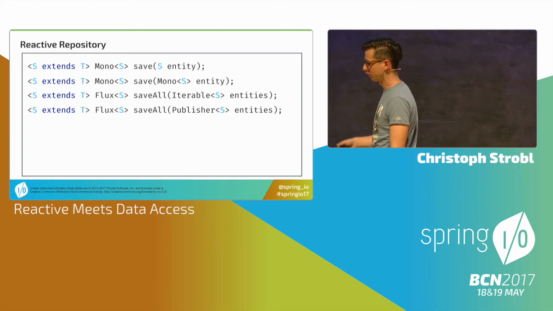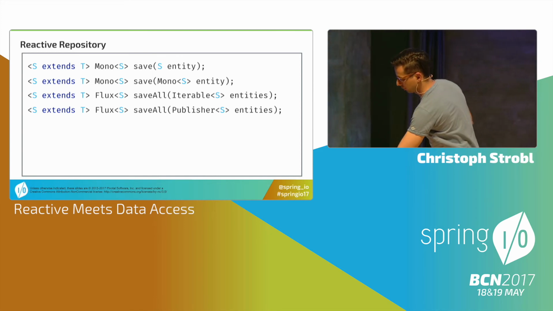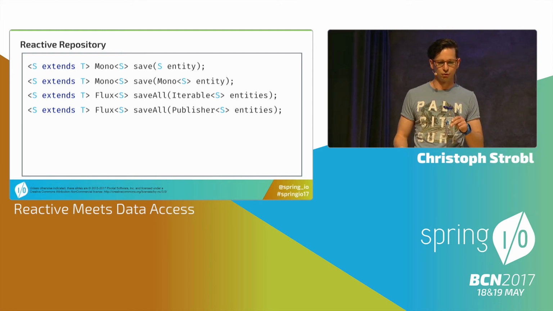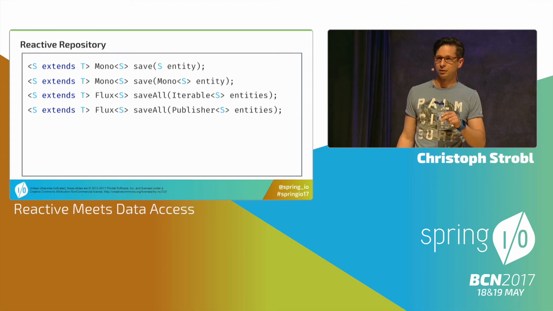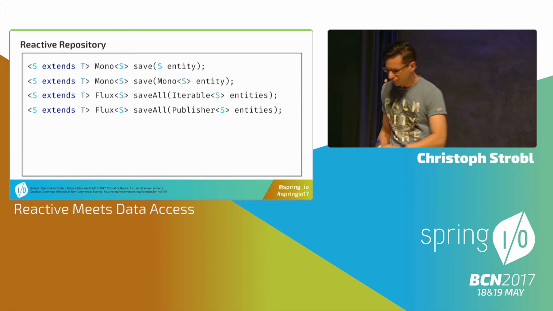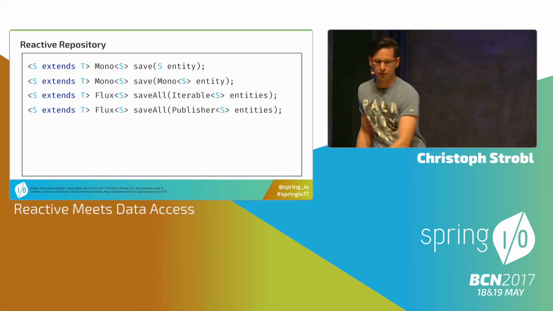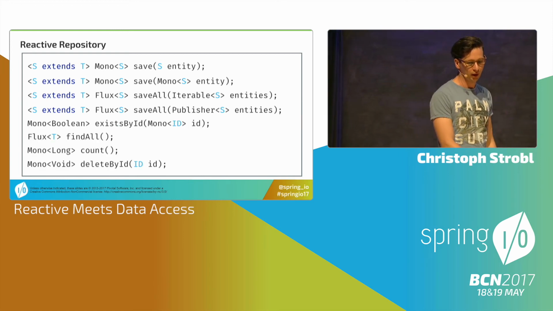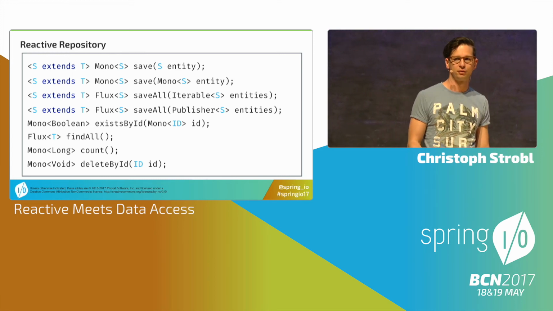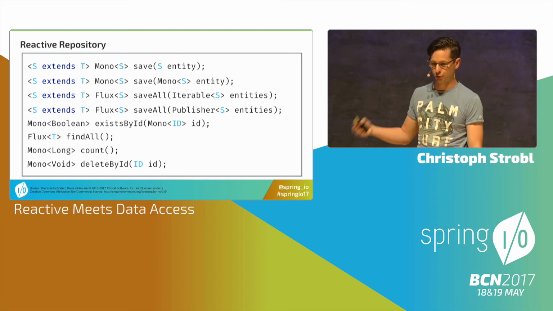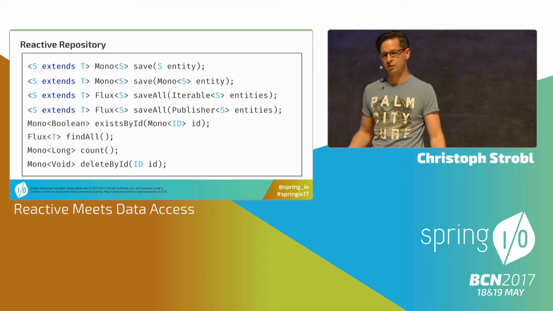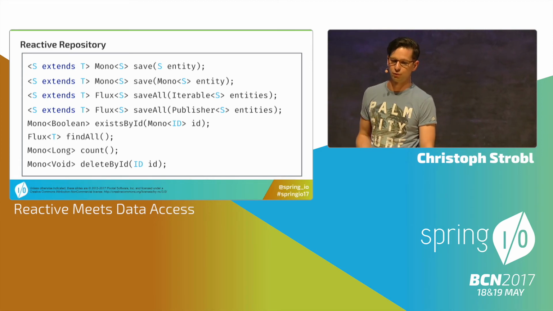You could add a publisher in there, so save all would also work with a mono if you want to, or you could also push in an RxJava observable, because that one should also implement the reactive streams publisher. And of course, there are all the other methods that you would expect from the imperative CRUD repository. So there exists by ID that in this case returns a mono of, and so on and so forth.